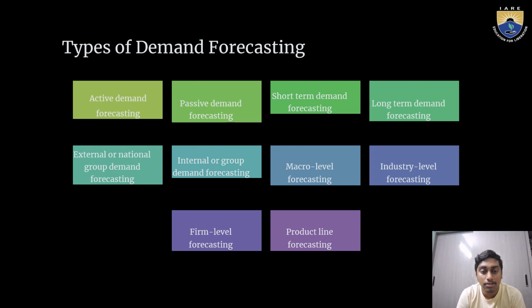Types of demand forecasting. Active demand forecasting, passive demand forecasting, short-term demand forecasting, long-term demand forecasting, external or national group demand forecasting, internal or group demand forecasting, macro level forecasting, industry level forecasting, firm level forecasting, product line forecasting.